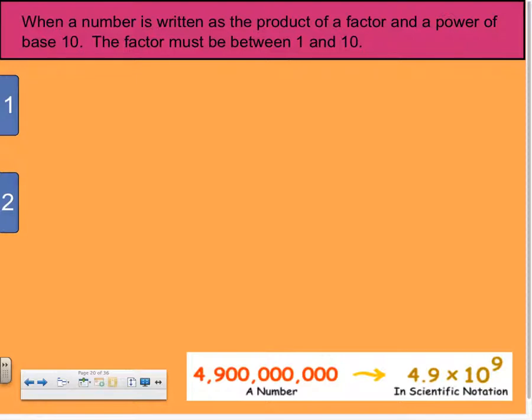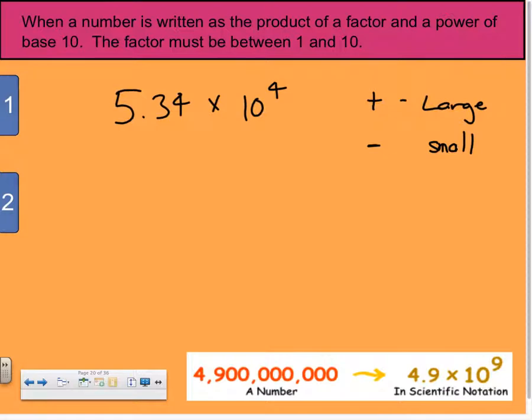We're going to start by looking at numbers that are already written in scientific notation, and how we write them as regular numbers. So I have 5.34 times 10 to the 4th. Okay? Now, what I need you to remember is that if the exponent is positive, then it is going to be a large number in standard form. If the exponent is negative, we're going to have a small number, okay?